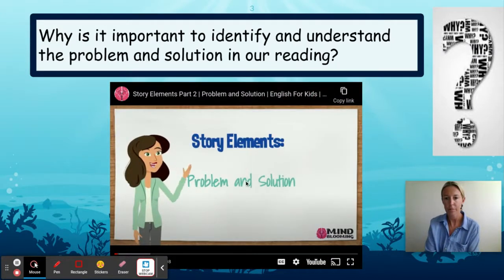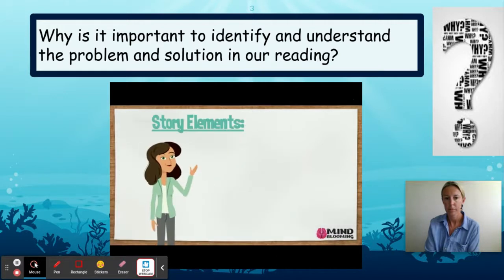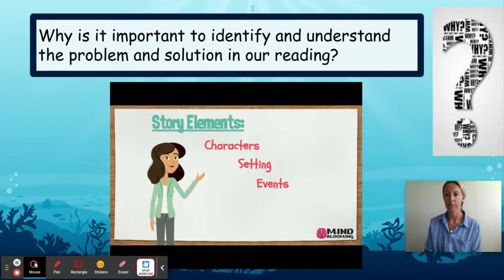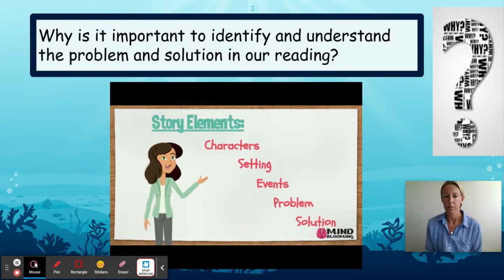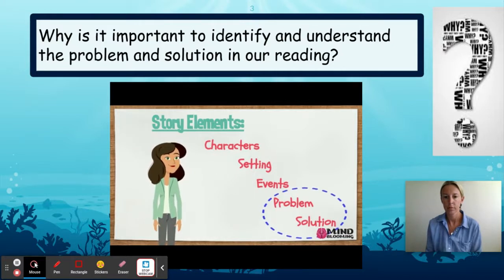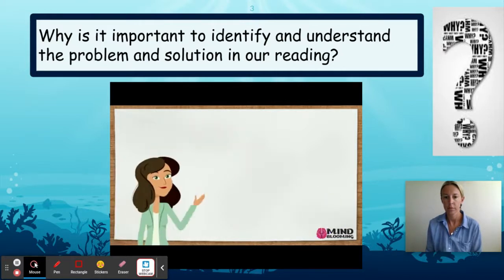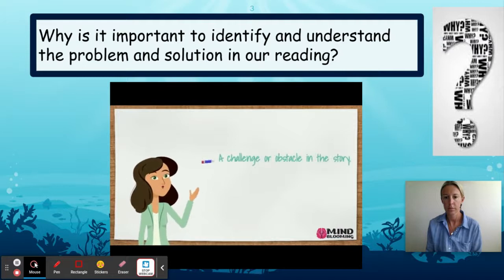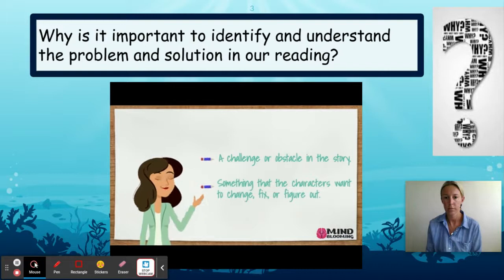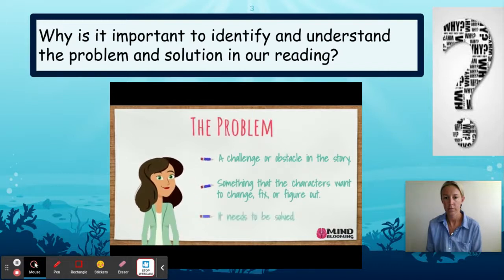Problem and solution. We know that a story needs to have characters, setting, events, problem, and the solution. In this video, we're going to focus on problem and solution. In every story, there is always a challenge or an obstacle that a character is trying to change, fix, or figure out. This we call the problem, and it needs to be solved in the story.